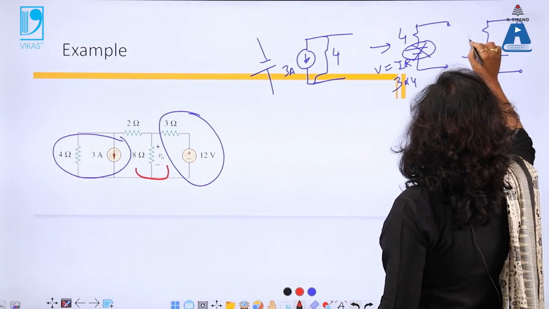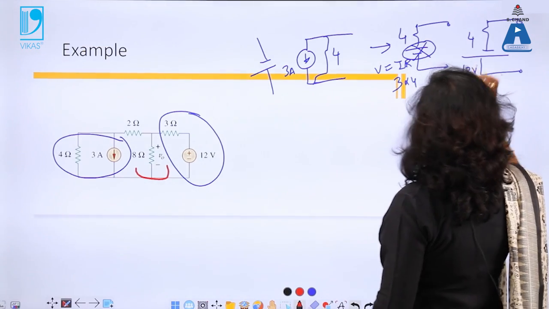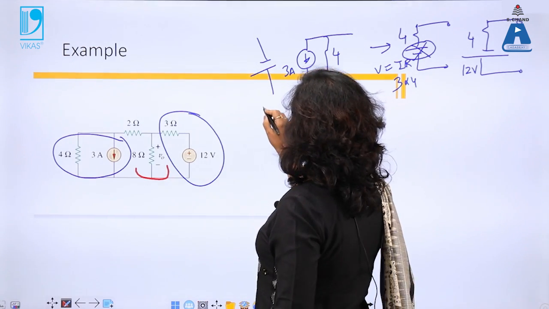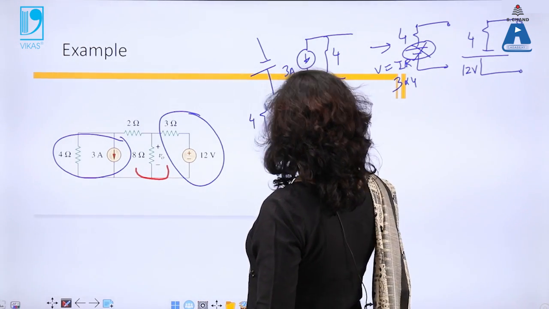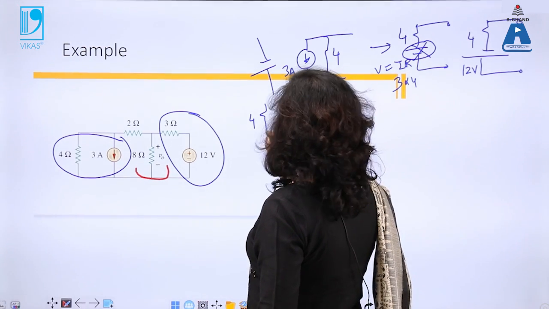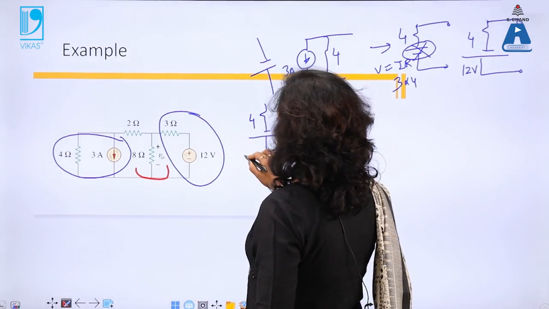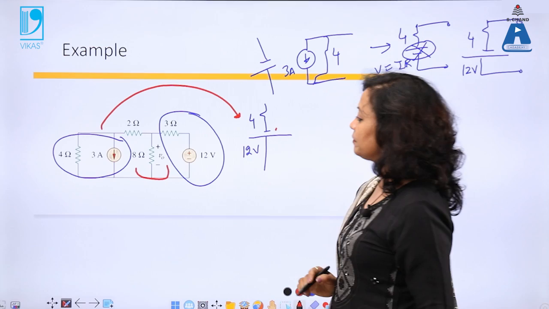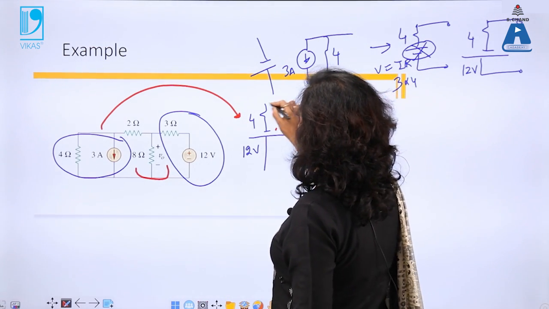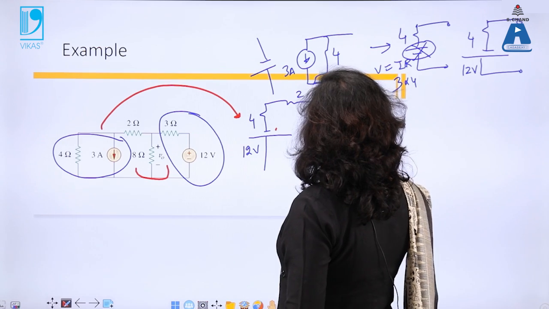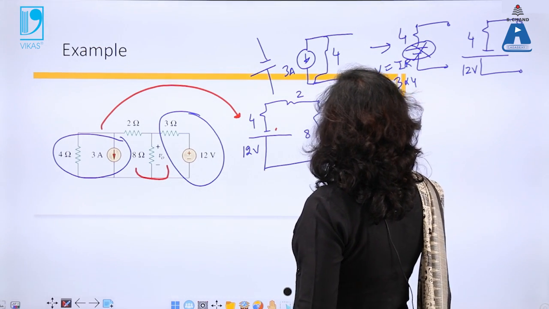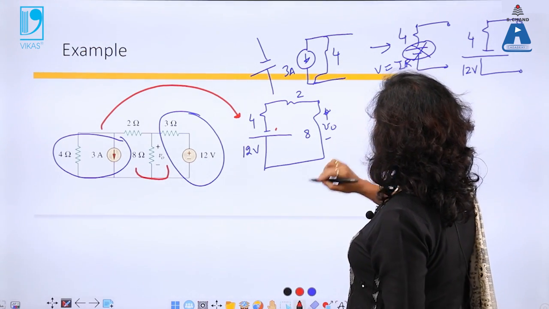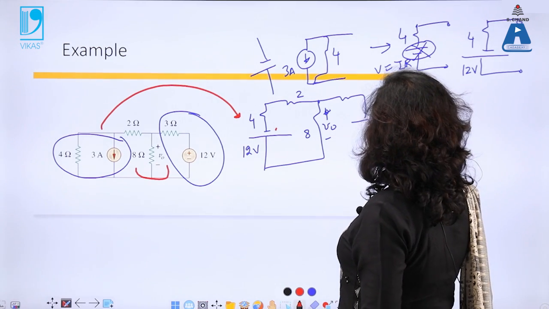For the given circuit with 4 ohms and current, the voltage is 12 volts. So this will now be transformed into 4 ohms and a battery with 12 volts. So this transformation is this one. Now I replace back the rest of the circuit, 2, 8. So 8 is the resistance across which I need to find the voltage V naught, and then the remaining circuit.